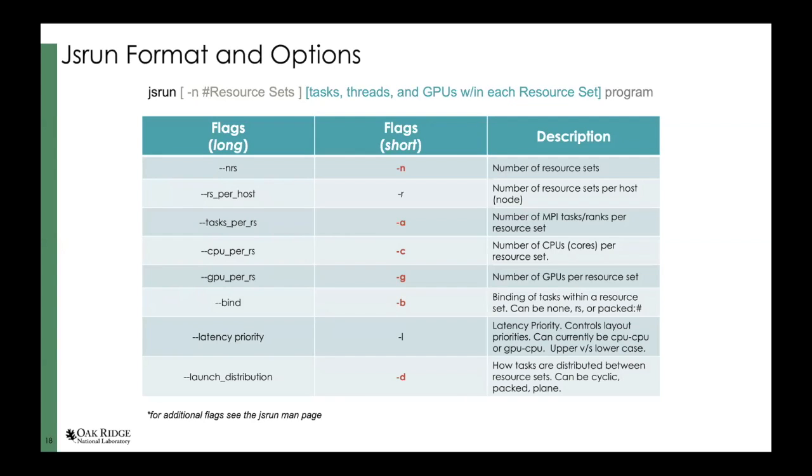The long flags start with 2 dashes and are maybe a little more descriptive. And then the short flags are just a single character. So we went over -n a second ago. It specifies the number of resource sets. The -a will specify the number of tasks and ranks that you want to start per resource set. -c is the number of cores that you want to start per resource set. -g is the number of GPUs that you want within that resource set.